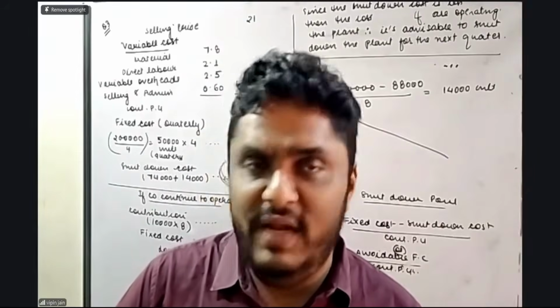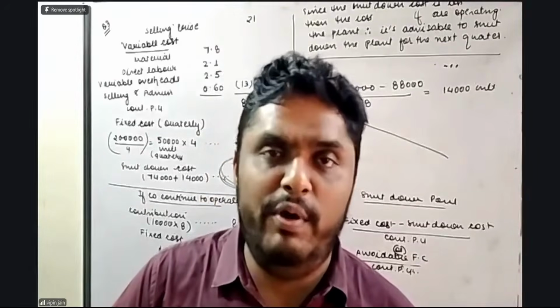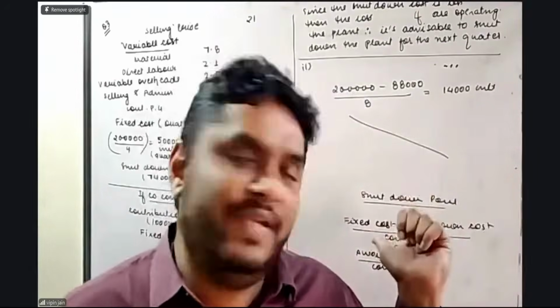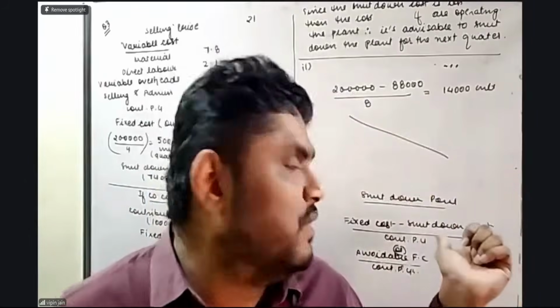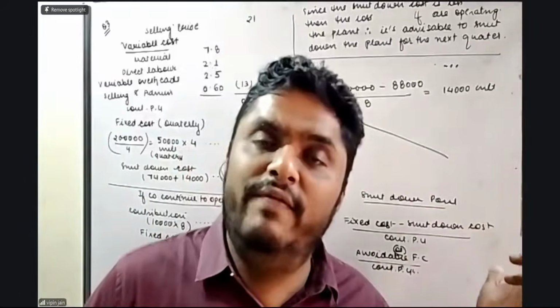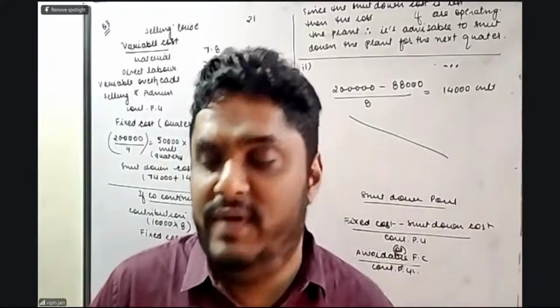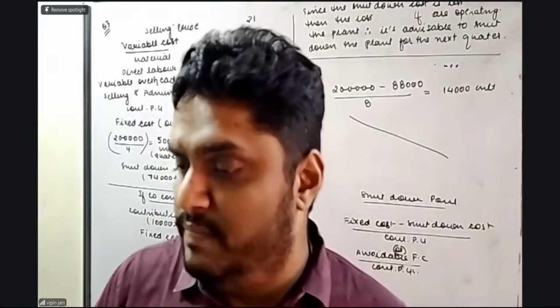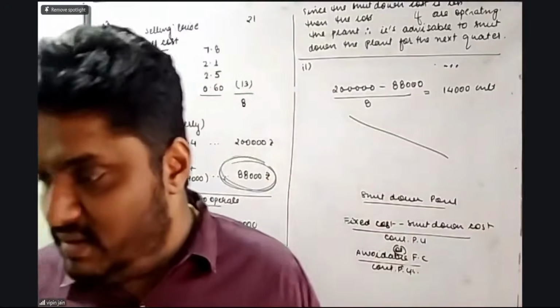So fine, guys, enough of discussion on shutdown point. Very simple. It is total fixed cost minus shutdown cost, or we can say avoidable fixed cost, divided by contribution per unit.